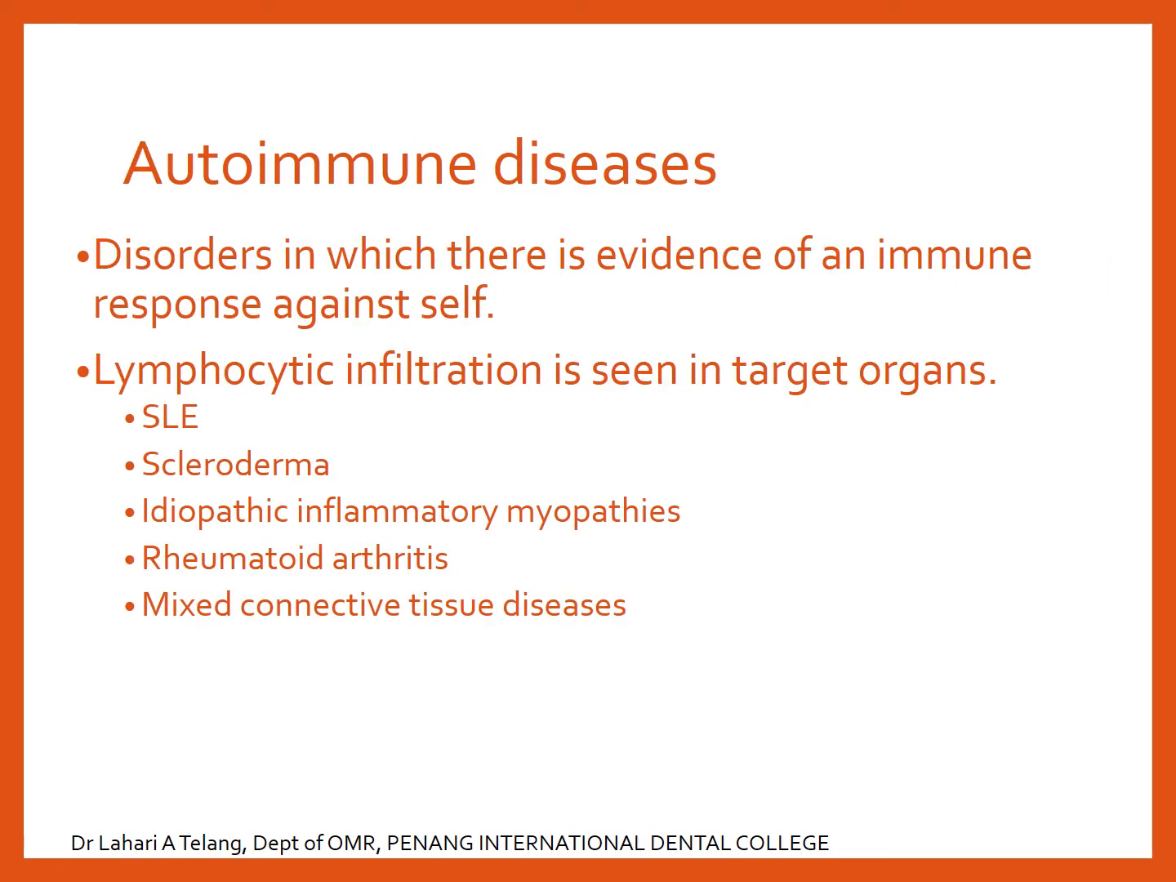Autoimmune diseases. This is a condition or disorder in which there is evidence of an immune response against self. So, the cells of the body recognize some of the organs or tissues as non-self. Lymphocytic infiltration is seen in target organs, and examples of autoimmune diseases could be SLE, scleroderma, idiopathic inflammatory myopathies, rheumatoid arthritis, mixed connective tissue diseases, and many more.